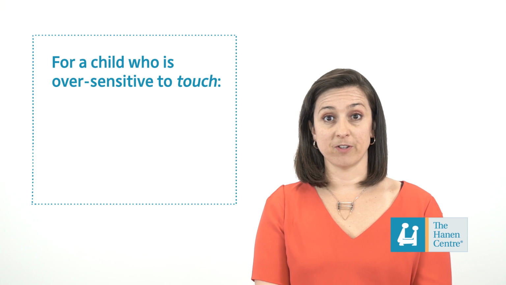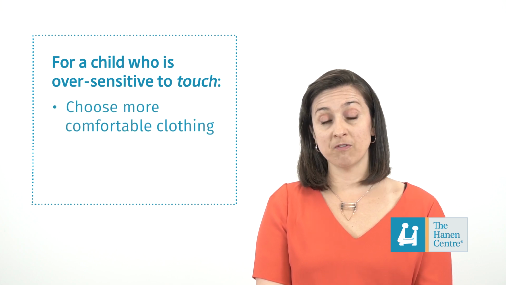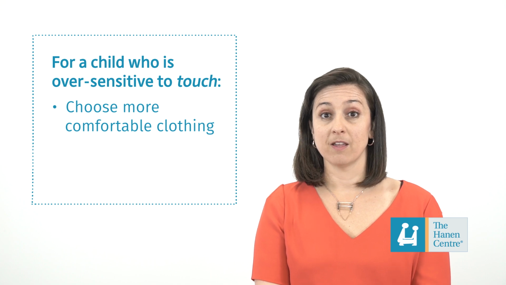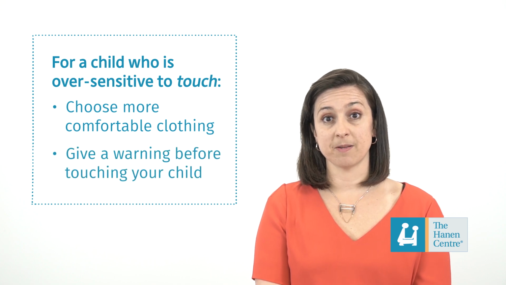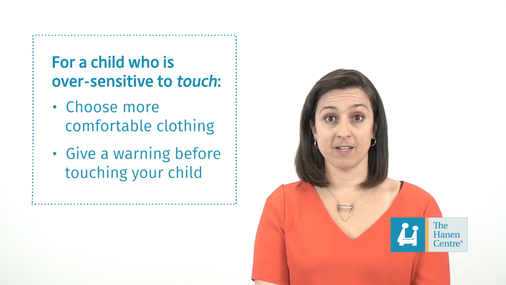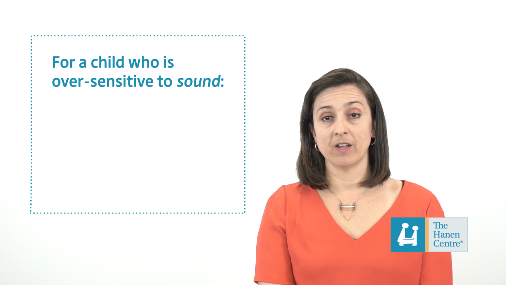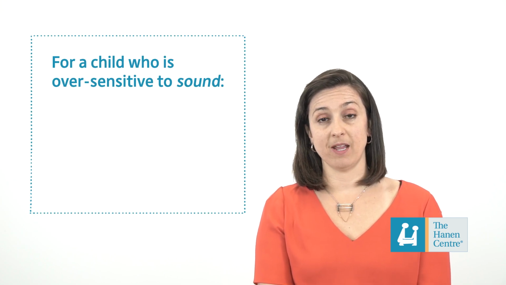For a child who's oversensitive to touch, it can be helpful to choose more comfortable clothing if he's sensitive to certain textures. Give him warning before you're about to do something or touch him. For example, if you're about to take off his Band-Aid, warn him by showing him and telling him what you're about to do. For a child who's sensitive to sound, there are some modifications that you could make.